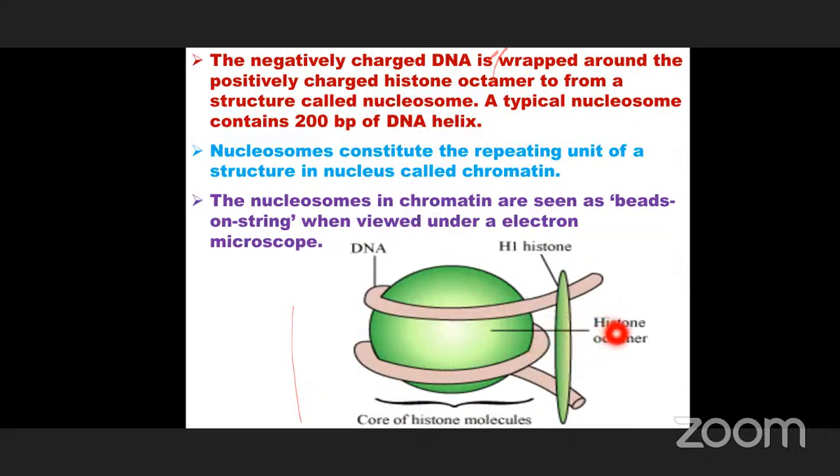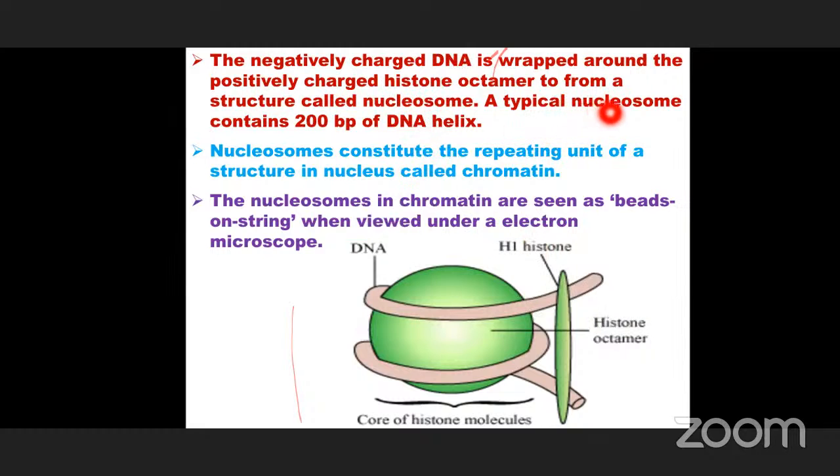It is the histone octamer. Histone octamer means there are histone proteins present in eukaryotes. They are H1, H2A, H2B, H3, and H4. These histone proteins which are present in eukaryotes can form the histone octamer. And DNA is wrapped around the histone octamer to form a nucleosome.